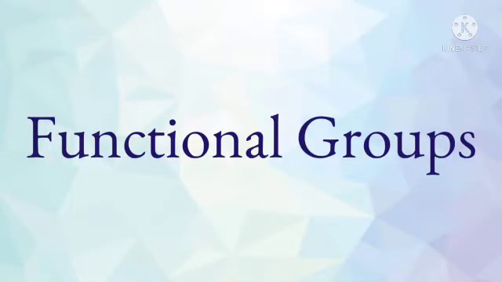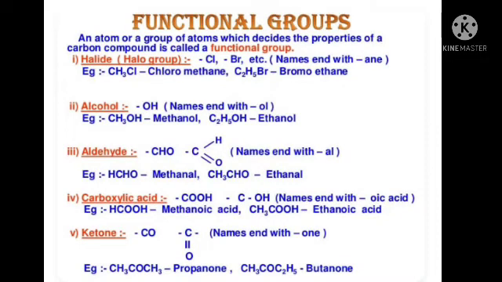Functional groups. An atom or a group of atoms which decides the properties of a carbon compound is called a functional group. First one is halide, the halo group, which includes fluoride, chloride, bromide, etc. Example, CH3Cl, that is chloromethane, and C2H5Br, that is bromoethane.